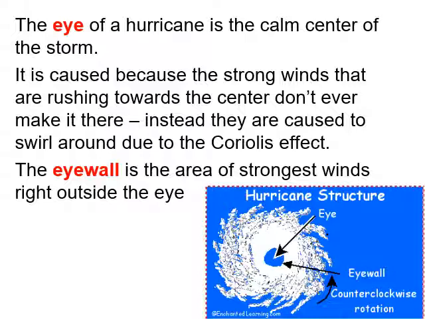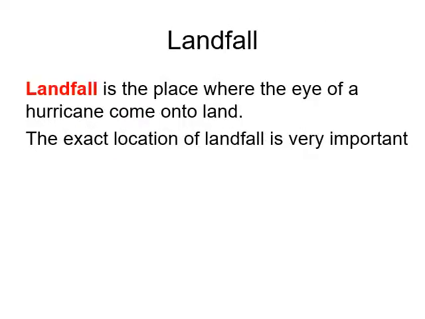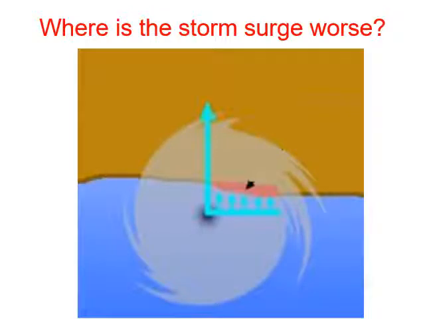So that's why hurricanes have a very calm center called the eye, where there aren't any clouds because the winds never get to that center point. The eye wall, however, is the area right around the edge of the eye, and that's where the winds are the most violent. Now, landfall, that's where the hurricane comes onto land, and that exact location is really, really important.